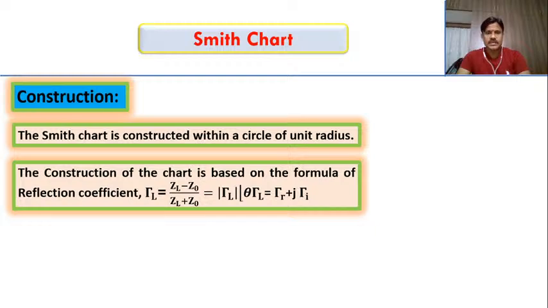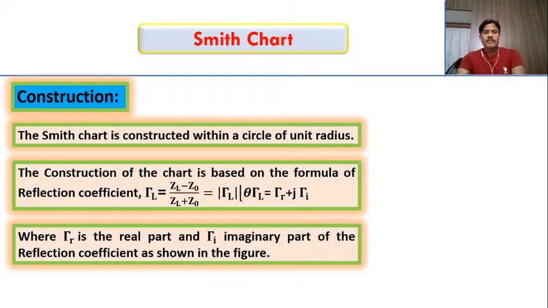The second point is that whatever the characteristic impedance and whatever the reflection coefficient gamma L, you have to express it finally as the real part and imaginary part. The next, third point is where gamma R is the real part and gamma I is the imaginary part of the reflection coefficient, as shown in the figure. We know it very well. Now we are going to draw the figure. The Smith chart is constructed within a unit circle.